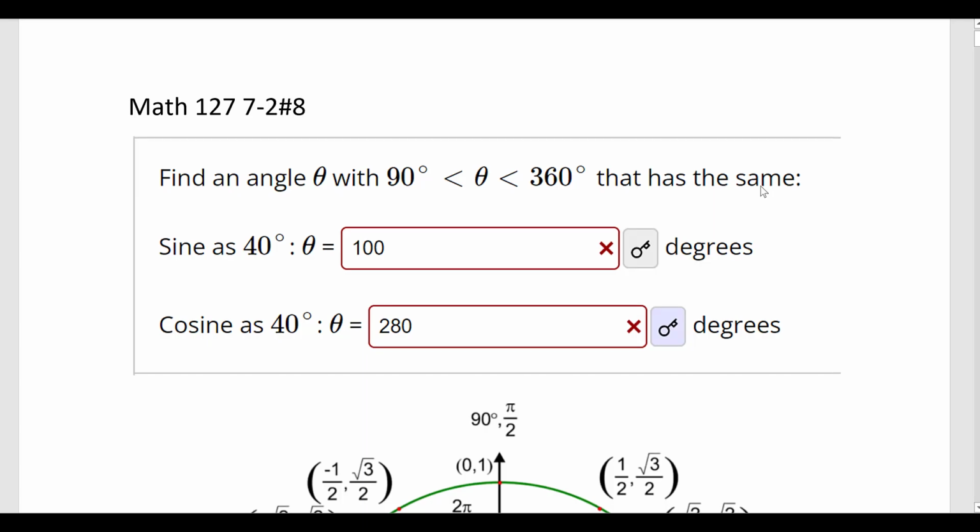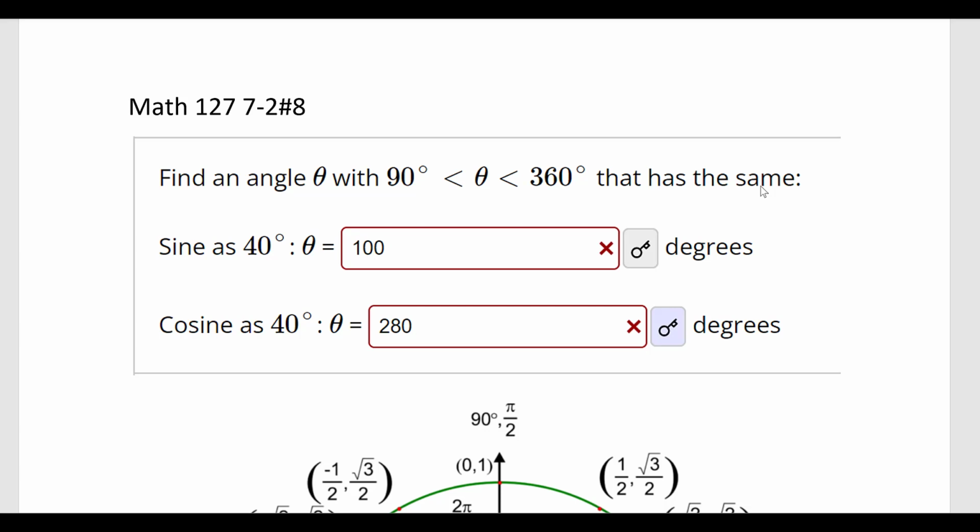Hello, we're going to do some problems here from 7.2. In this video, we're going to do numbers 8, 9, and 10. So I cut some pictures from the textbook that is included with the course.